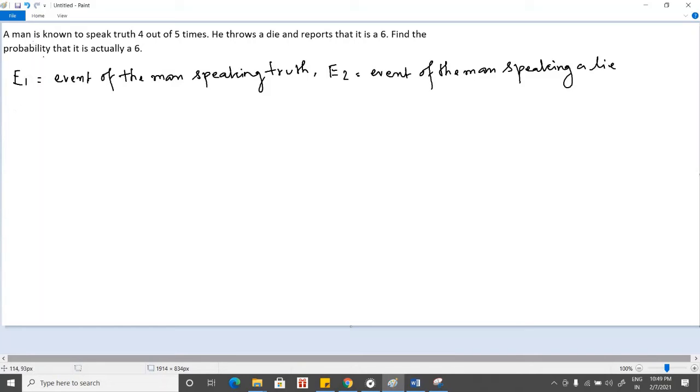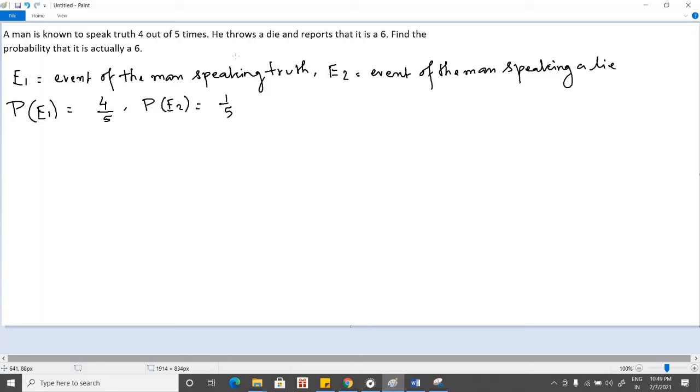Now, it is given that a man is known to speak truth 4 out of 5 times. So, probability of E1, that means the probability that the man speaks truth, is 4 by 5. Probability that the man speaks a lie or a false statement is 1 by 5. Why? Because out of 5 times he speaks truth 4 times, and 1 time he speaks false. So P of E2 is 1 by 5.